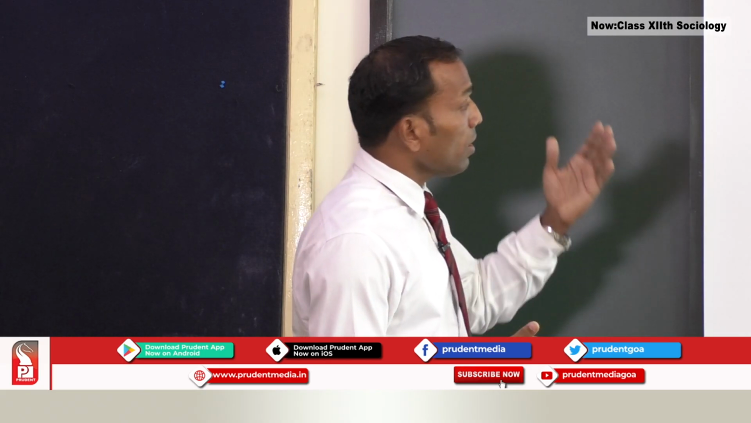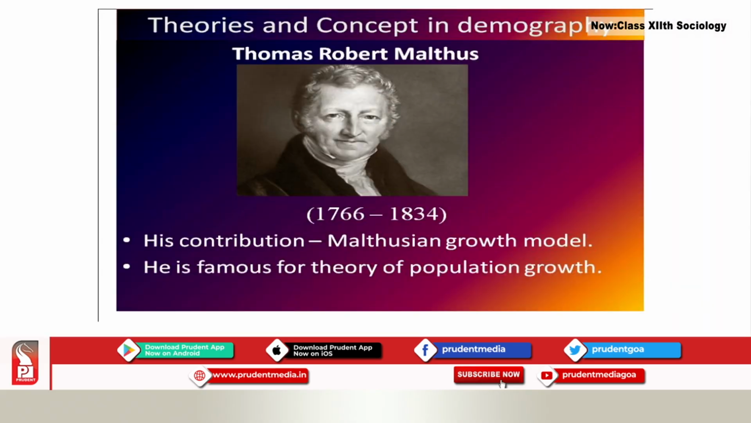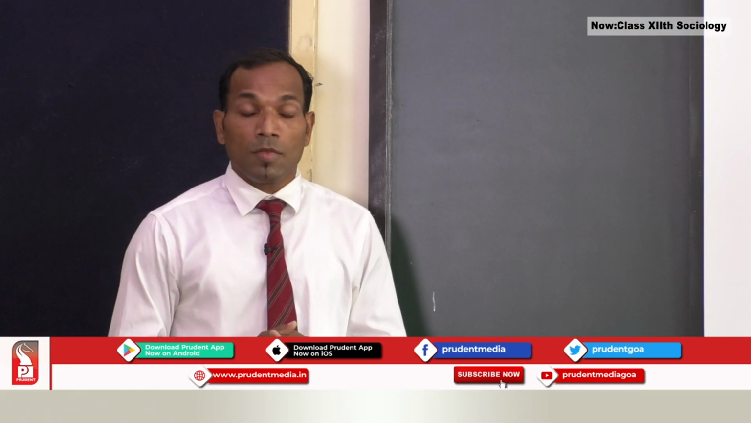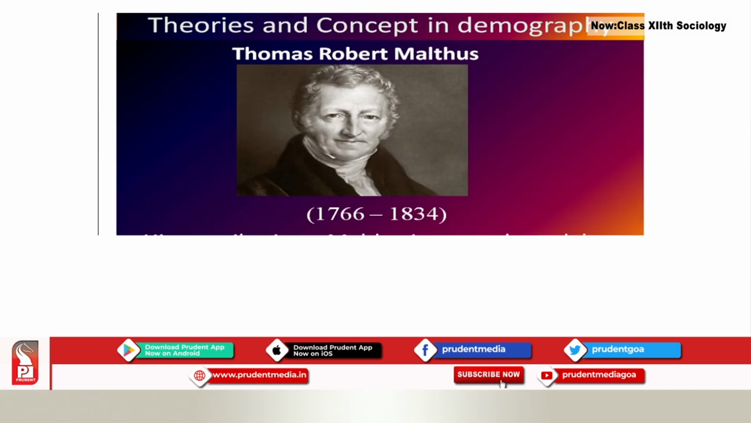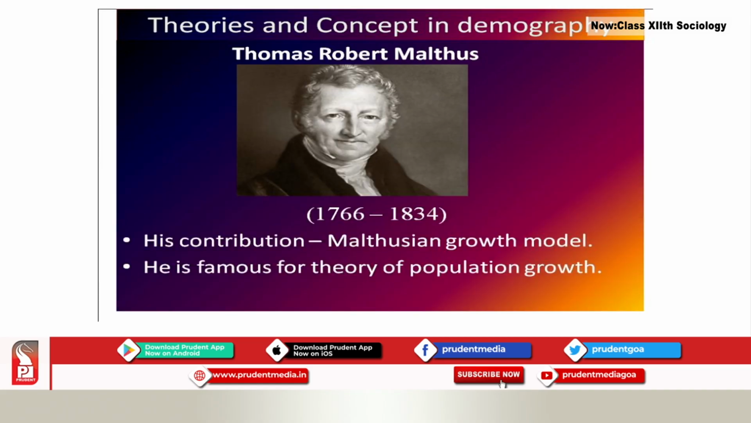Now let us move towards the other important areas in this topic, that is, theories and concepts in demography. Let us start with the different theories or concepts we have in this chapter. The first theory is the Malthusian theory of demographic transition. Now, let us see who he was. Thomas Robert Malthus was an English political economist. He was born in 1766 in the United Kingdom.